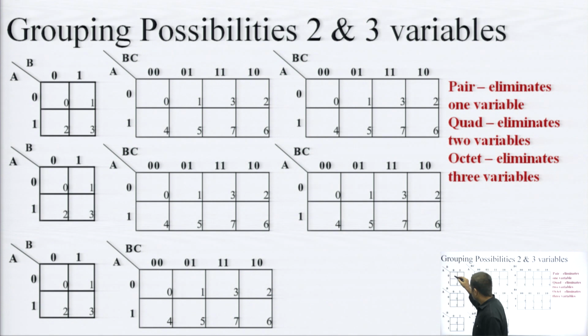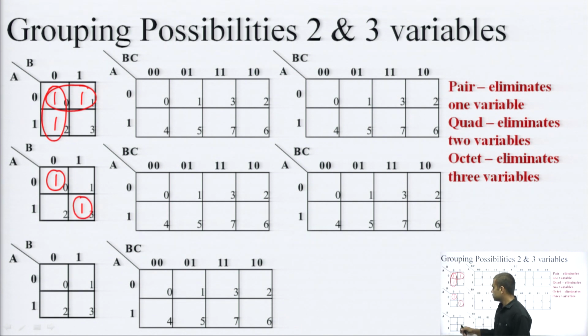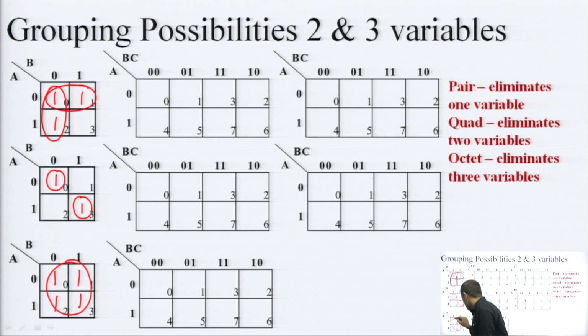So, there can be 2 ones here, 2 ones can be here, okay. There can be a single entry. These are the examples of single entries, these are the examples of group entries, or we can say pair entries, or there can be the only possibility of a quad entry like this. Okay. So, these are the grouping possibilities for 2 variables. There can be a single entry, there can be a pair entry, there can be a quad entry.